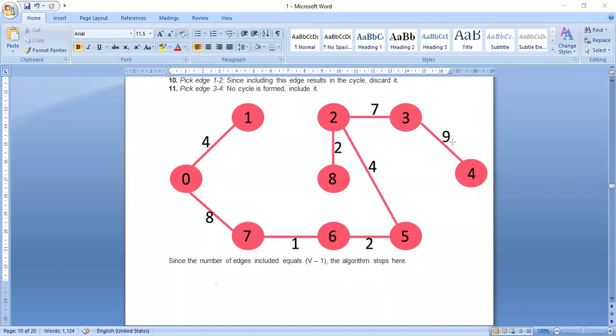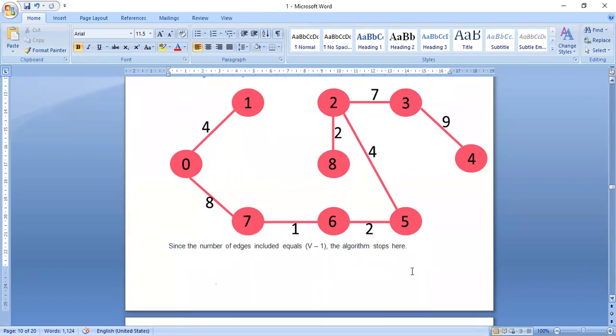Again, once more we will take the weight. 9 plus 7 is 16. 16 plus 4, 20. 22, 24. 24 plus 1, 25. 25 plus 8, 33. 33 plus 4, 37. Yes. The minimum spanning tree has the minimum weight of 37. So that is the thing you can see. This is the minimum spanning tree and the weight is equal to 37.